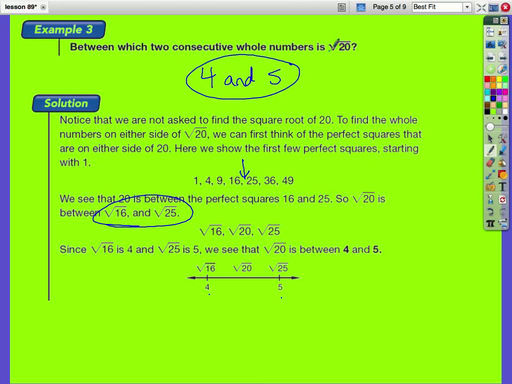Because it wants what the square root is between, we're going to write two numbers, the smaller number and the bigger number. They have to be consecutive numbers. We couldn't have 4 and 6. It says two consecutive whole numbers.